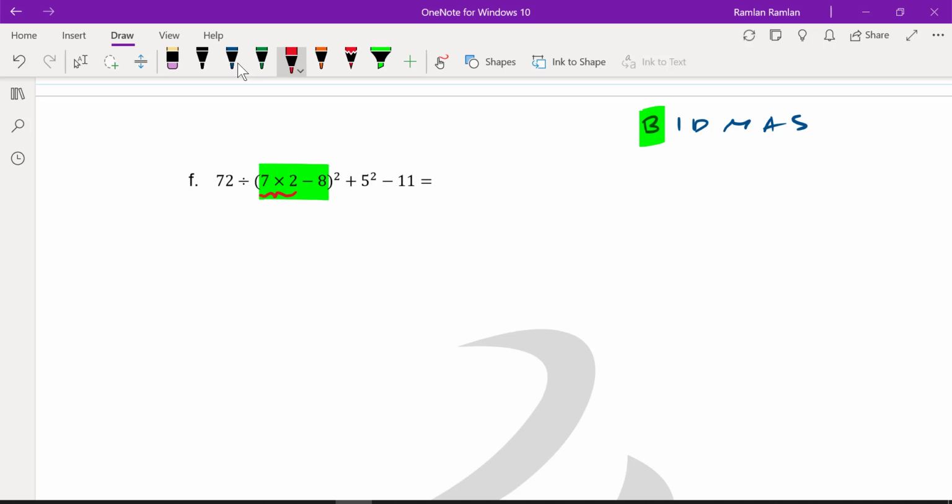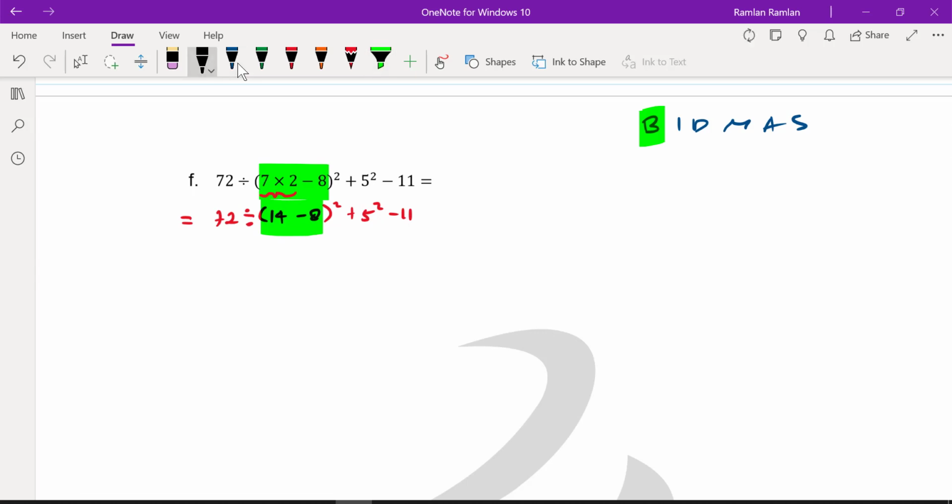That's 7 times 2, which is 14. So I'm going to write down 14 over here. And the other, just rewrite them again. Okay, so it's still in the bracket, guys, because we haven't done anything with the negative 8, right? So plus 5 square minus 11, okay? Okay, the next one is, we still have a bracket, right? So this bracket over here. So let's do the bracket again. 14 minus 8 is 6.